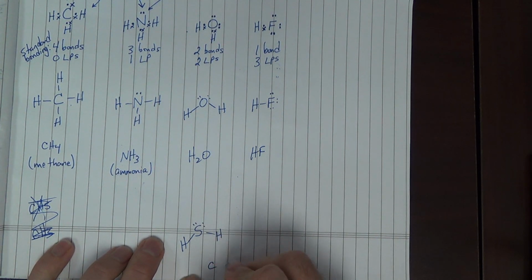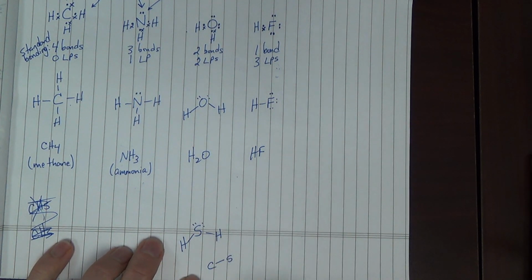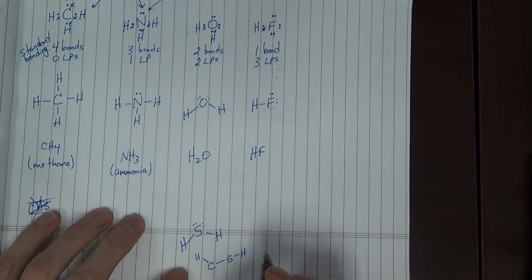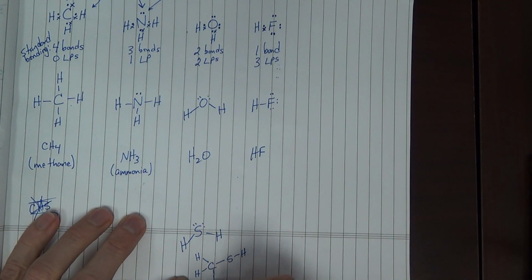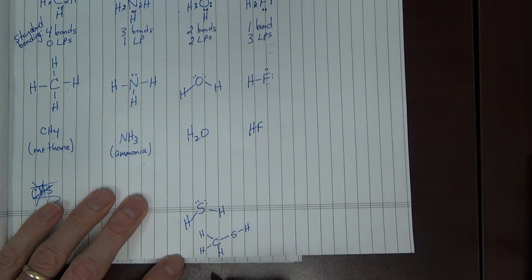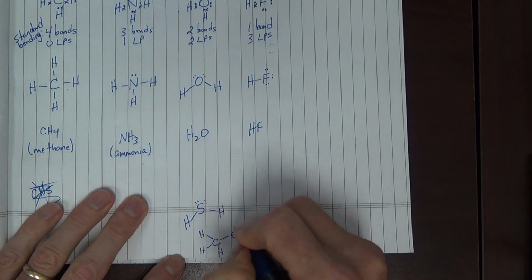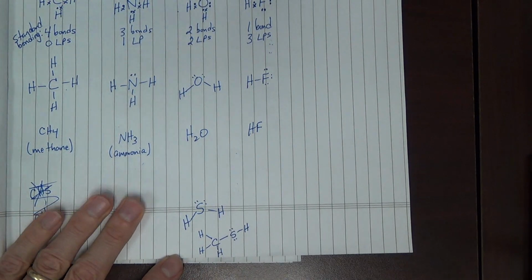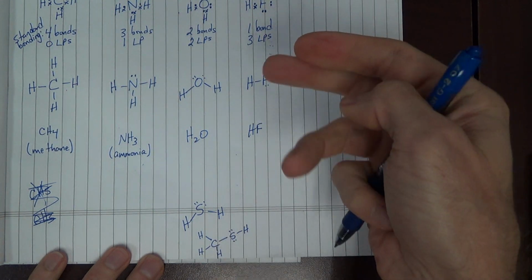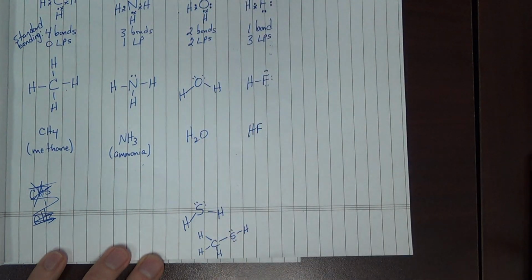We can also build larger compounds. What's standard bonding for carbon? 4 bonds and 0 lone pairs. We do all H's. There's your 4 bonds around carbon. There's your 2 bonds to sulfur. What's missing? Well, 2 lone pairs. And we can get to larger and larger structures.